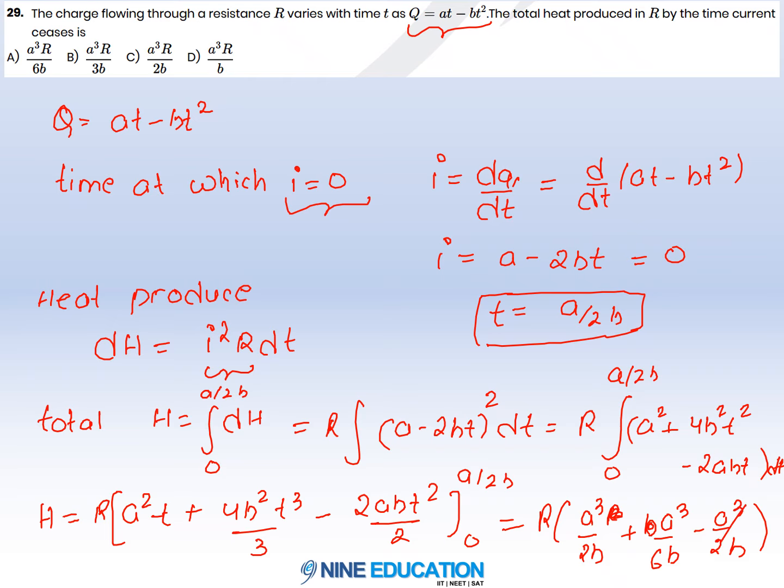So this term will cancel out. What we will have, I'm writing here, H becomes a cube R by 6b. So which is the correct answer? Option B is the correct answer.